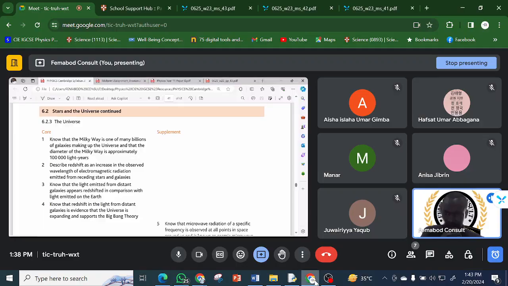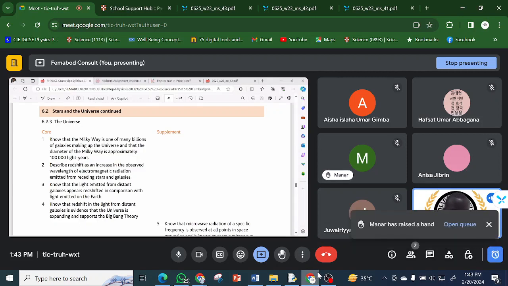Who is going to help us read universe number 1, 2, 3, 4? Who is reading for us quickly? Who has not spoken? Okay, thank you, Manaro.